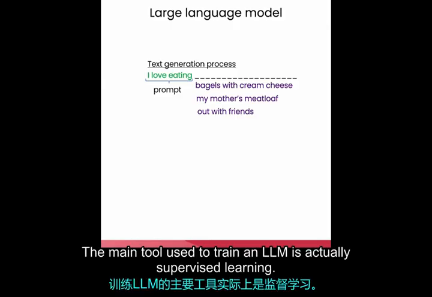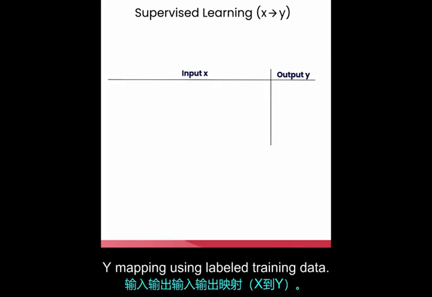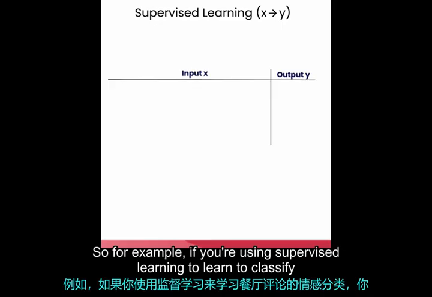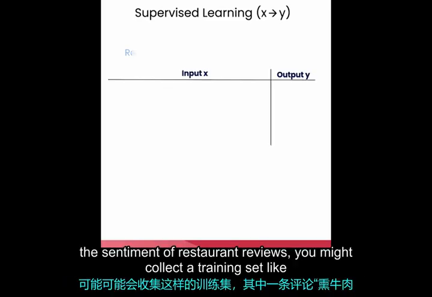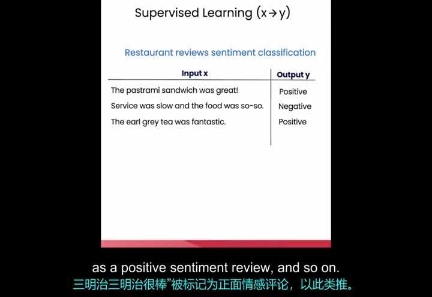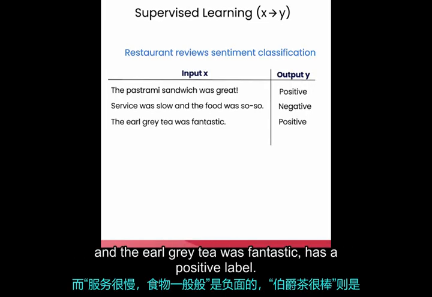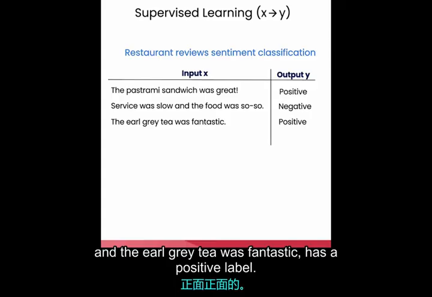The main tool used to train an LLM is actually supervised learning. In supervised learning, a computer learns an input-output, or X to Y, mapping using labeled training data. So for example, if you're using supervised learning to learn to classify the sentiment of restaurant reviews, you might collect a training set like this, where a review like "the pastrami sandwich is great" is labeled as a positive sentiment review, and so on. "Service was slow, the food was so-so" is negative, and "the Earl Grey tea was fantastic" has a positive label.